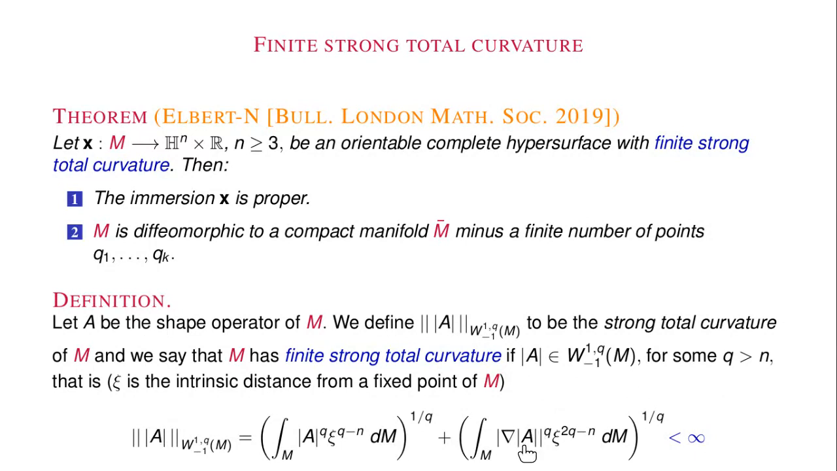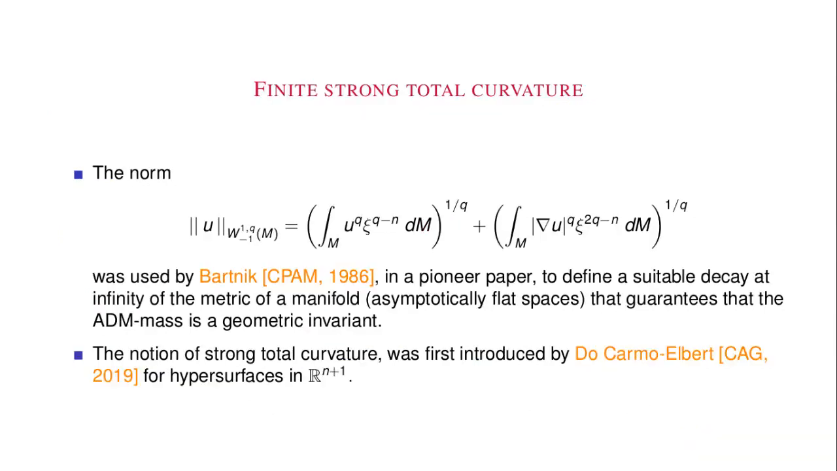You see that the key point is that you have an assumption on the derivative of the shape operator, not only on the integral of its norm. This norm looks ugly, but it's not so ugly. We did not invent anything.